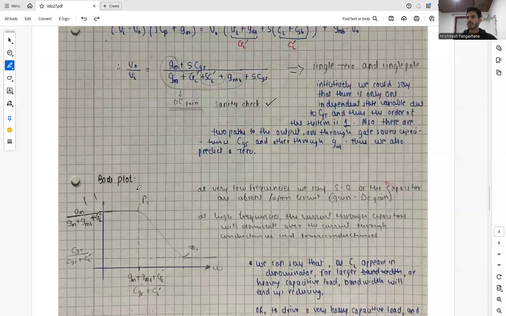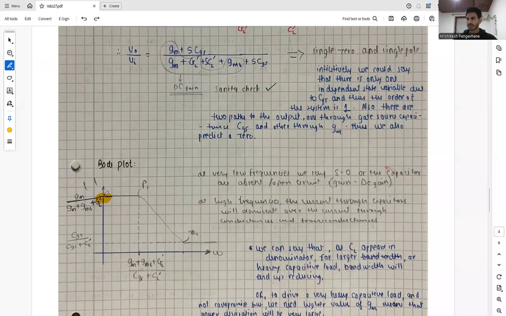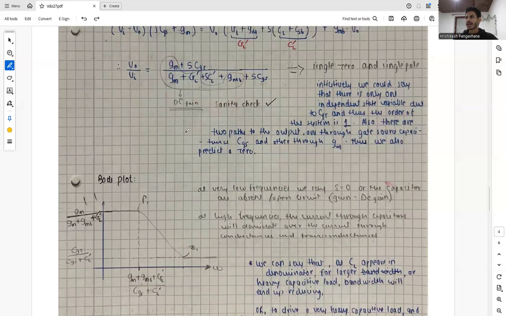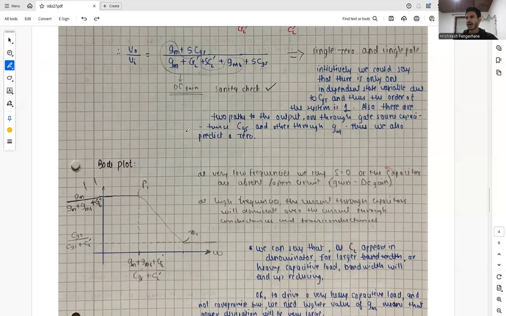When we plot a Bode plot, at very low frequencies S equals 0, and we get whatever the DC gain is. We start from here, and then we encounter a pole P1 whose value is given by some conductance and some capacitance, which we can also derive intuitively. At very high frequencies, we get a zero. So what we can expect from the transfer function is that at very low frequencies, S equals 0, the capacitors are absent or open circuit, and we expect the DC gain. At high frequencies, the current through the capacitors will dominate over the current through the conductances and transconductances. So this is the value we'll get at higher frequencies.